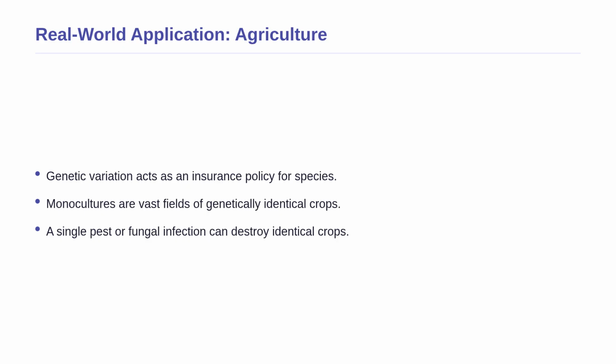With our formal definition in place, let us look at why this matters in our daily lives, starting with agriculture. The importance of genetic variation cannot be overstated. It acts as the ultimate insurance policy for a species against an unpredictable environment.